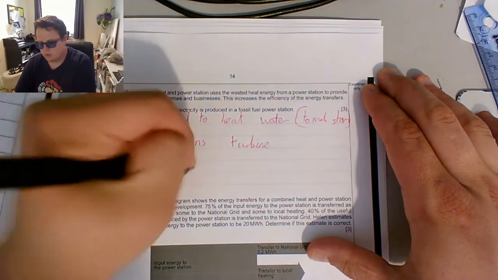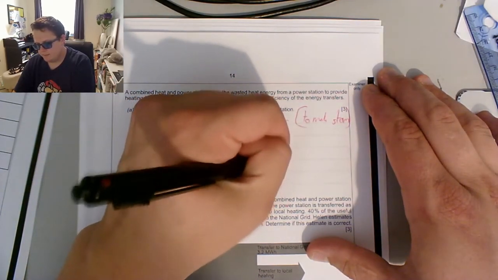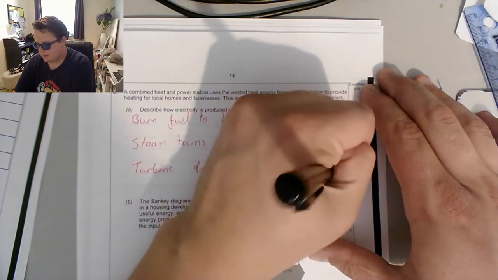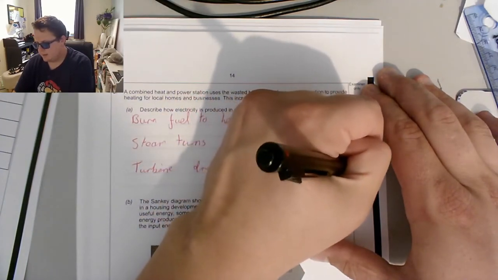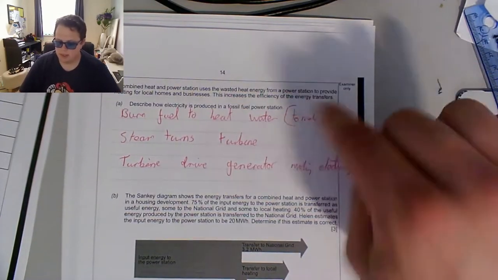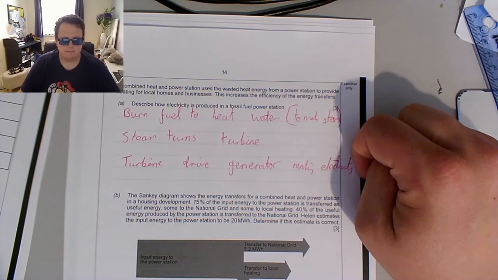Turbine drives generator, making electricity. Third mark. So you have 3 marks. Burn fuel to heat water. Steam turns turbine. Turbine turns generator.